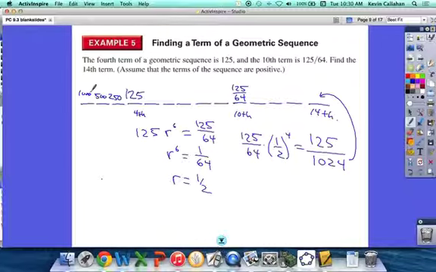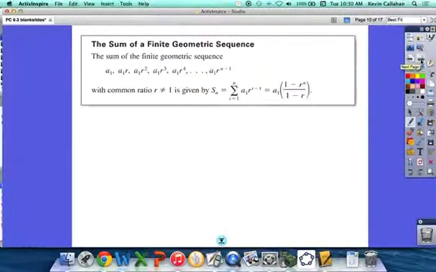Okay. Let me know if I go too fast. Okay, then we have the sum. The sum of a finite geometric sequence, meaning just a fixed number of terms. And this formula is one that you had last year. It's the same formula. It's up here, but I'll rewrite it here. S sub n equals A1 times 1 minus R to the n divided by 1 minus R.